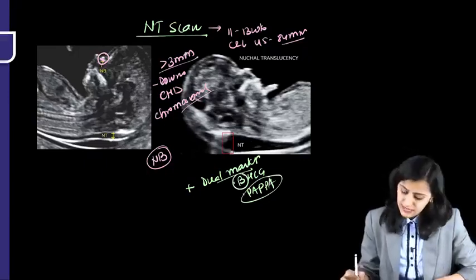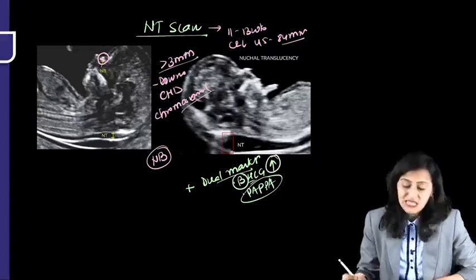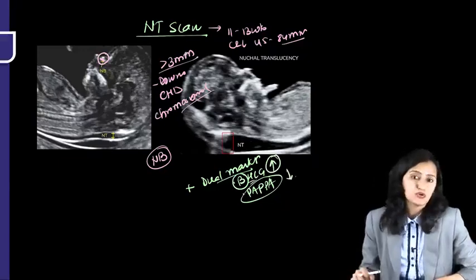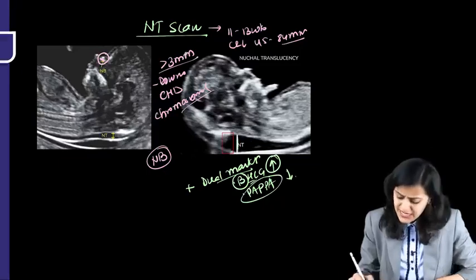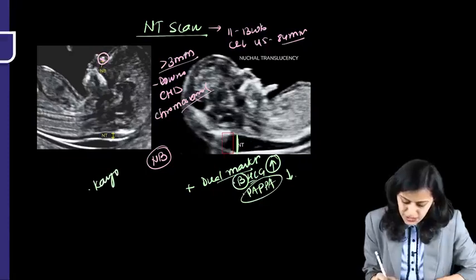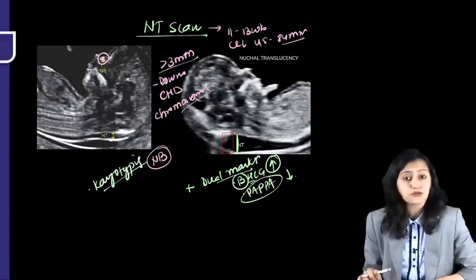Out of that, what increases in Downs? HCG is high. H for high, HCG is high. PAPP-A goes down in Downs. So increased NT, we should evaluate further. We should confirm by karyotyping to rule out Down syndrome.